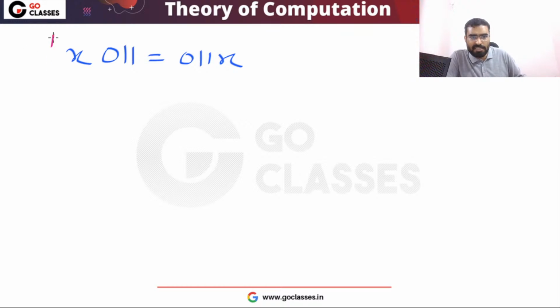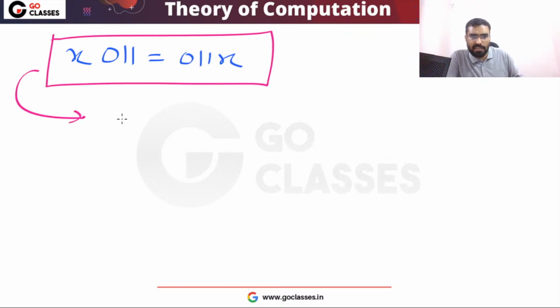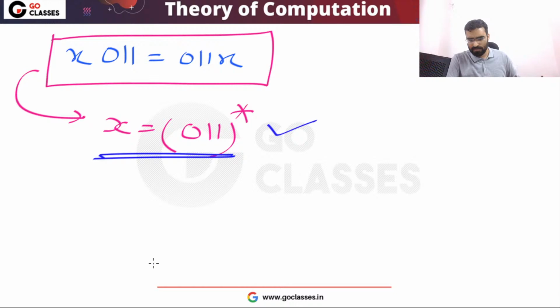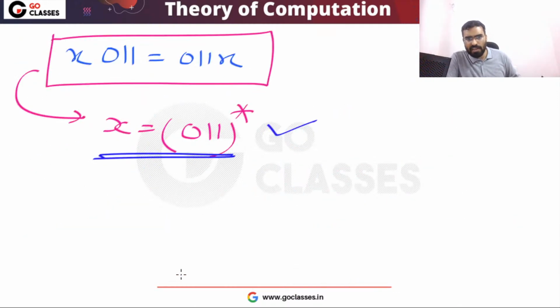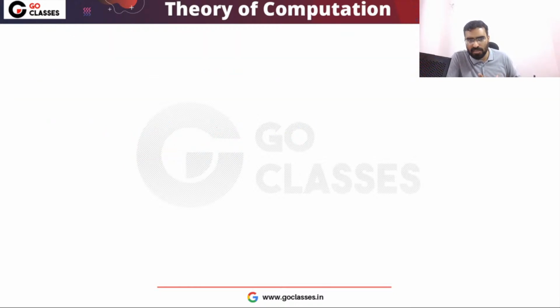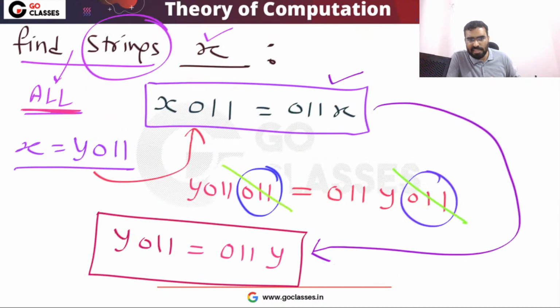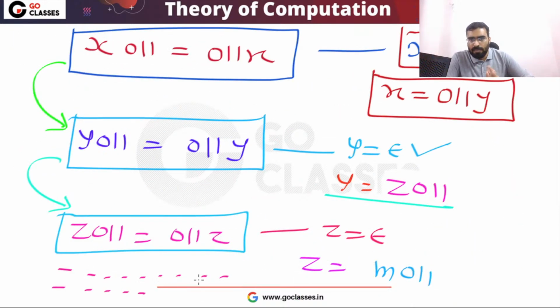Then from here I can say that x equal to 011 whole star. This will be your answer. Okay? Is this clear? This type of question, this variation of question, has not been asked in the GATE exam so far. So this is a nice question. Did you understand this explanation? Please tell me, did you understand this complete explanation?